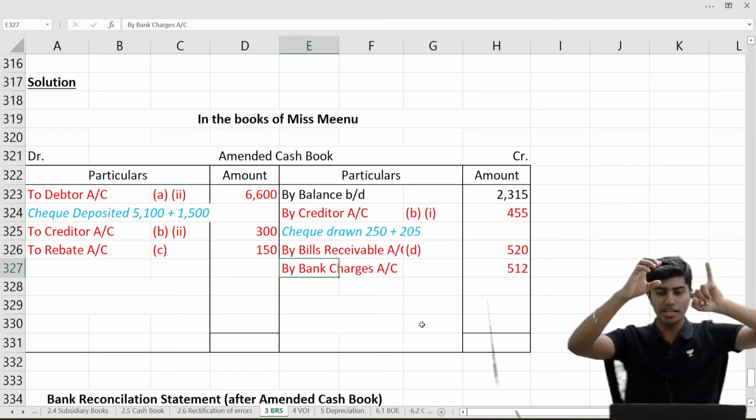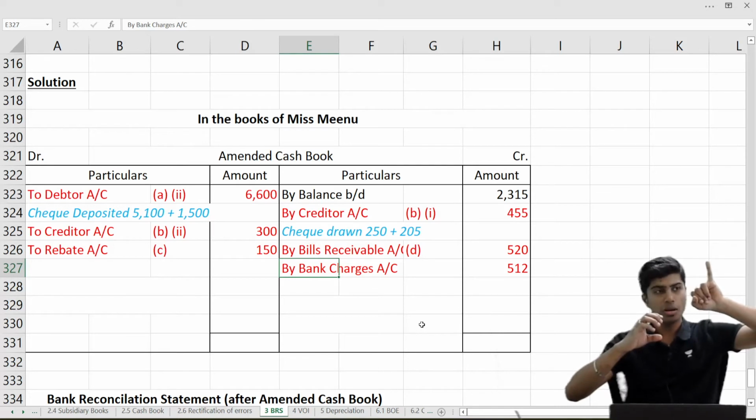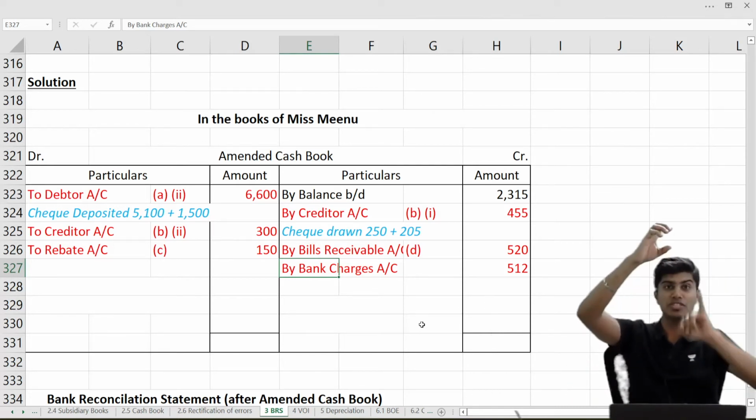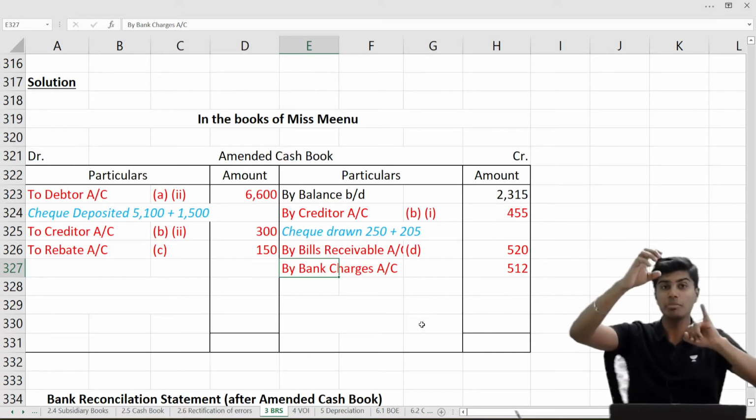In the cash book, interest charges is 512, reduced. In the passbook, 521. In the passbook they've charged excessively 9 rupees. They will correct it over a period of time in the passbook. So this is a timing difference.